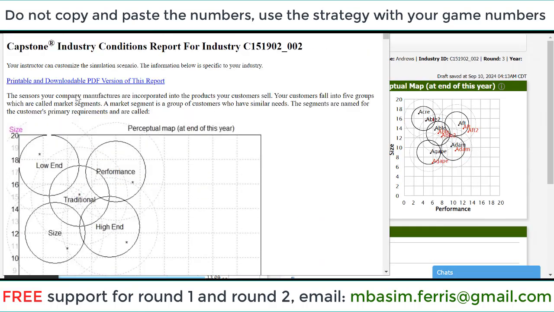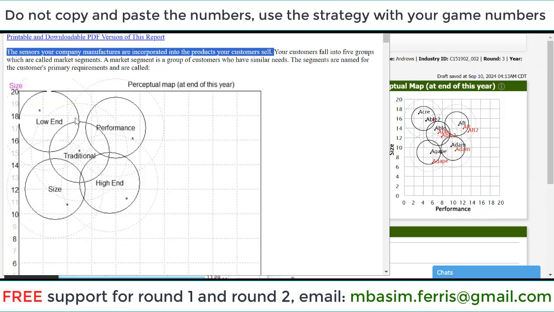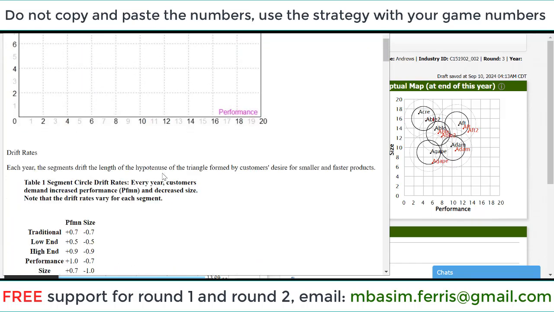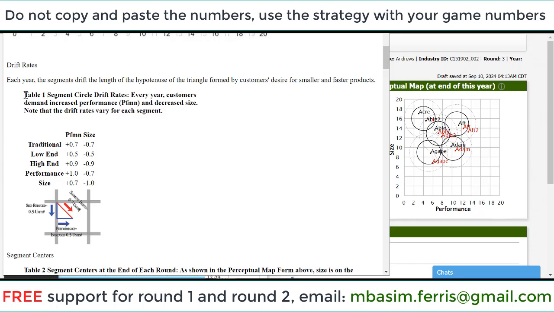When you start, you see that we are manufacturing sensors for other companies to integrate into their thousands of products to sell. We have 5 product segments: low-end, traditional, high-end, performance and size, in this order. Each round, we see table 1 here. We need to update by increasing the performance and reducing the size of the 5 products in the 5 segments.